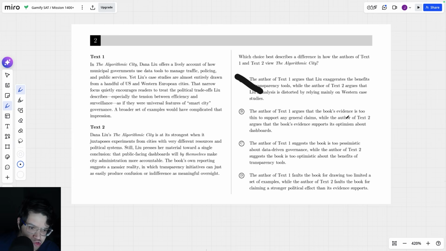So probably not. The author of text 2 says the book's evidence supports optimism. Oh yeah, nothing about supporting optimism either, so not B. C: the author of text 1 suggests the book is too pessimistic about data-driven governance. Okay, nothing about pessimism, so C is also not going to be it. Probably going to be D here, but let's check. The author of text 1 faults the book for drawing too limited a set of examples. Yep, exactly right. While the author of text 2 faults the book for claiming a stronger political effect than its evidence supports. So it's going to be D for this one.